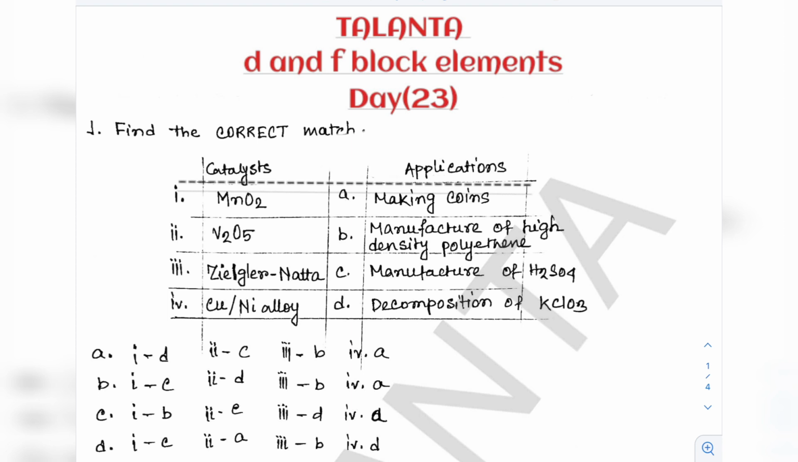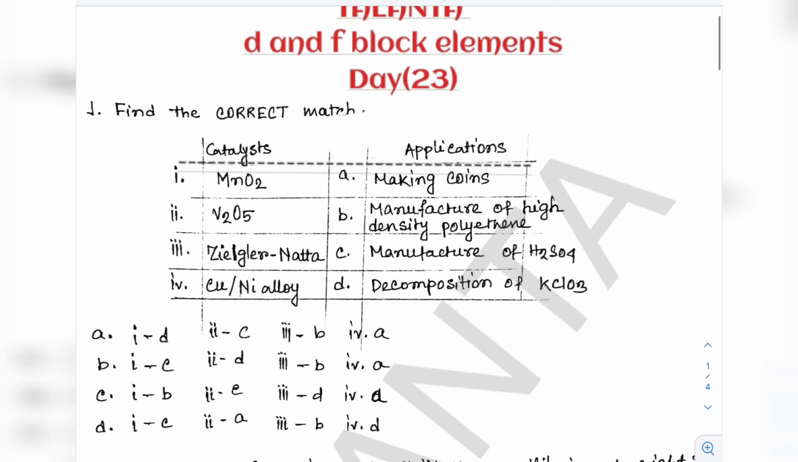So, in today's lecture, we are going to discuss some MCQs regarding the class 12 inorganic chemistry chapter, the D and F block elements. In day 24, you will also get some more new MCQs on these D and F block elements. So let's begin with today's first question.